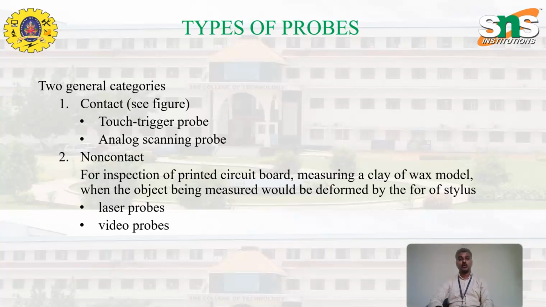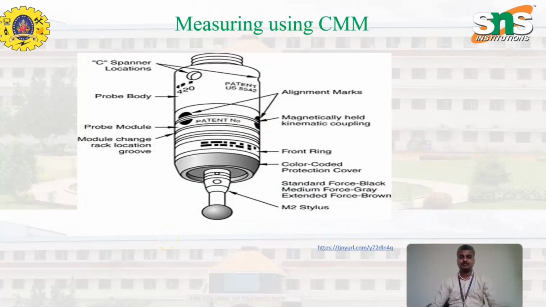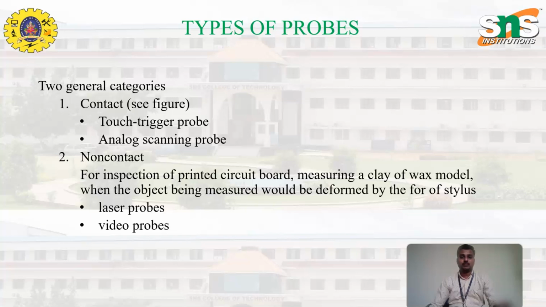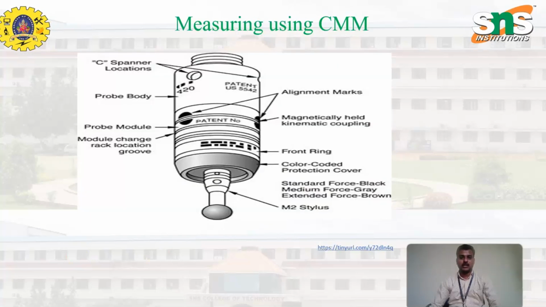Another one is the non-contact probe, which uses laser light or video probes that move over the object to measure it. We have two types: laser probes and video probes, measuring using the CMM. This is a general schematic diagram of the CMM probe. This is the point where we fix the probe, and this is the key scanner location.